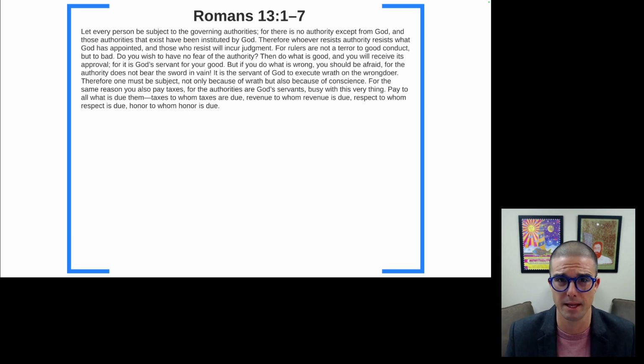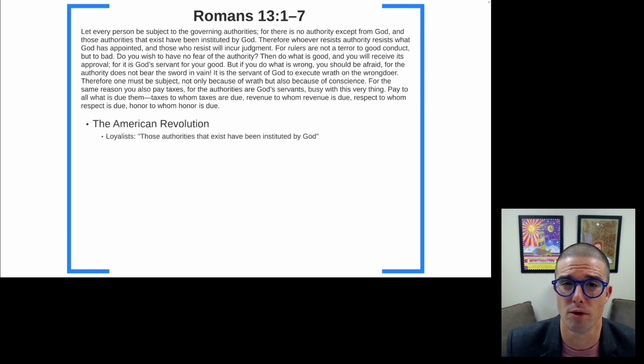Because we have such blatant commands here about obeying the governing authorities, it seems as though there might be an easy application that in any situation governing authorities must be heeded. One must not resist that governing authority. And so the first example I want to give us is with respect to the American Revolution, the Revolutionary War.